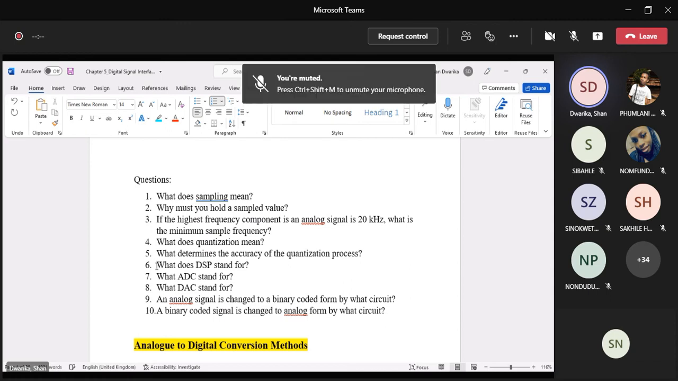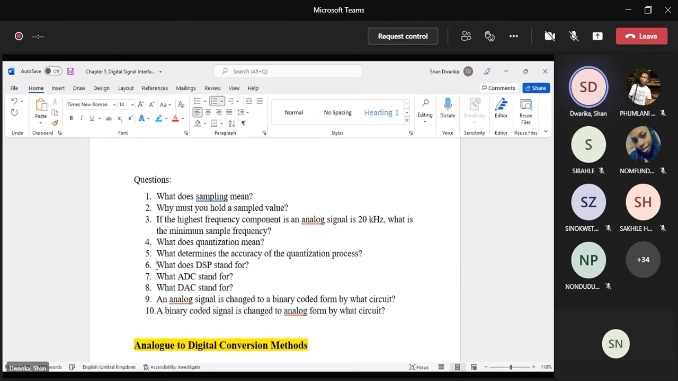What does DSP stand for? What does ADC stand for? What does DAC stand for? An analog signal is changed to a binary coded form by what circuit? A binary coded signal is changed to an analog form by what circuit?